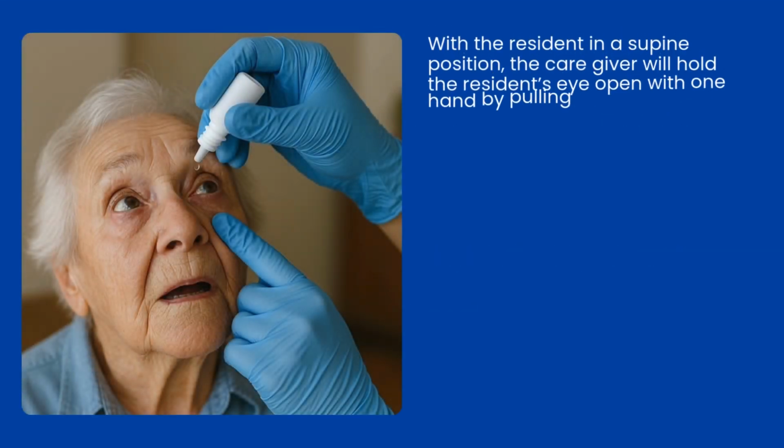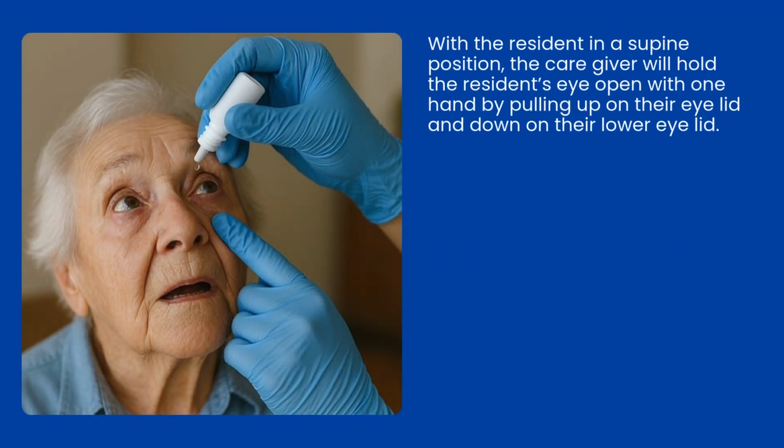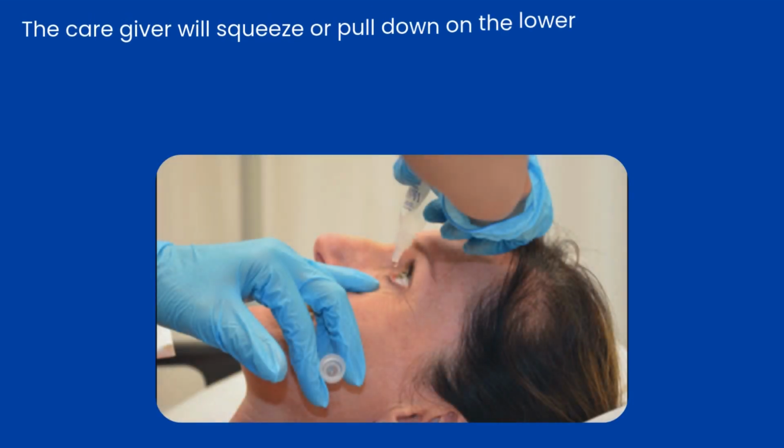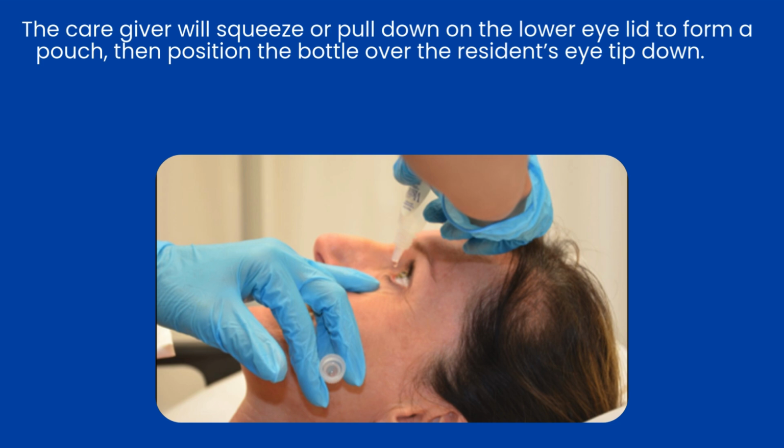With the resident in a supine position, the caregiver will hold the resident's eye open with one hand by pulling up on their eyelid and down on their lower eyelid. The caregiver will squeeze or pull down on the lower eyelid to form a pouch, then position the bottle over the resident's eye, tip down.